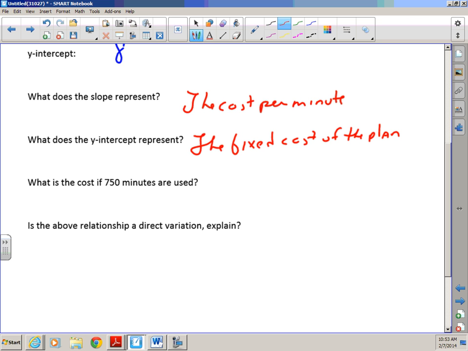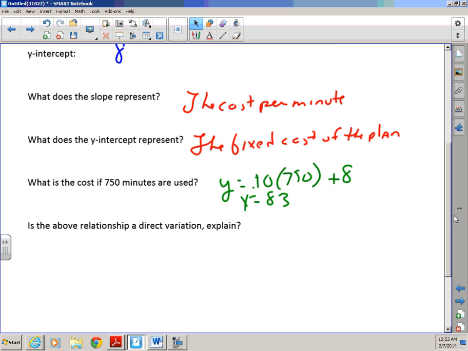Okay, in other words, if in a particular month I didn't use my phone at all, they still would send me a bill for $8. Okay, that's what we're talking about. If I use 750 minutes, what's going to cost me? Simplest thing, plug this into your equation to get $83 for that month. Is it a direct variation? No. There is no constant of variation.